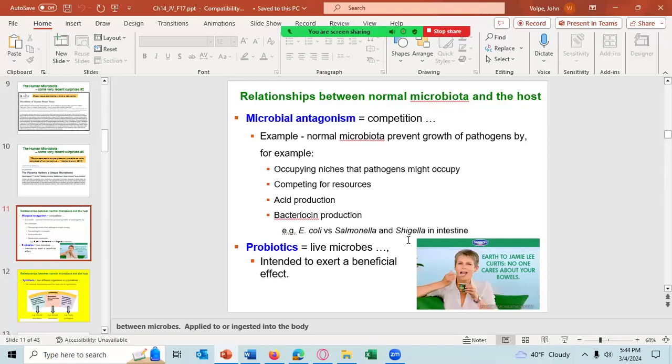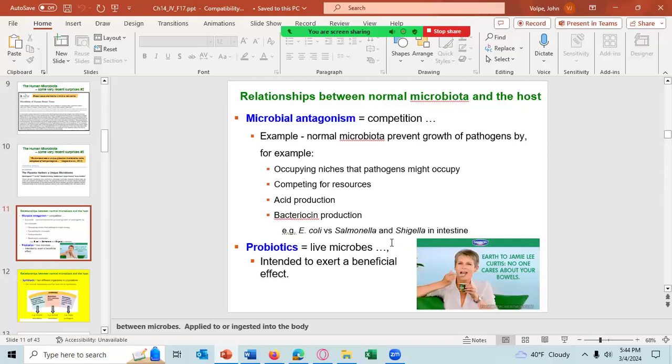oh gosh, what's the name of that? Something fecalis, Enterobacter bacteria fecalis, meaning a bacteria which is very prevalent in our gastrointestinal tract. So a bacteriocin would prevent the growth of Salmonella and Shigella, assuming it's coming from E. coli, but would not prevent the growth of many other species of bacteria.